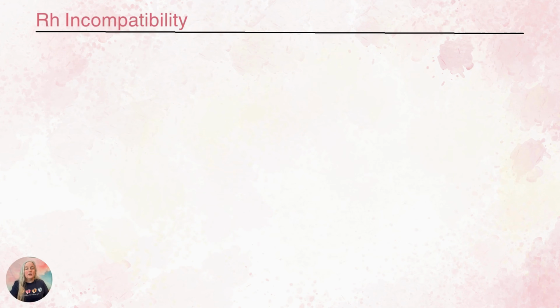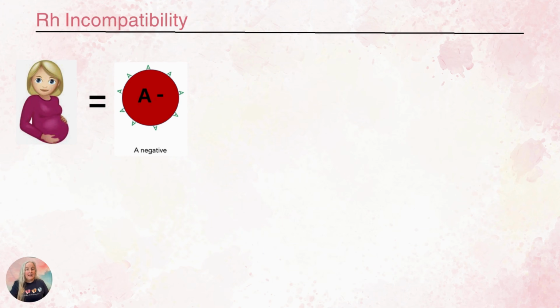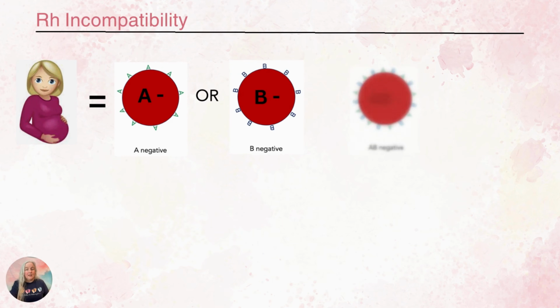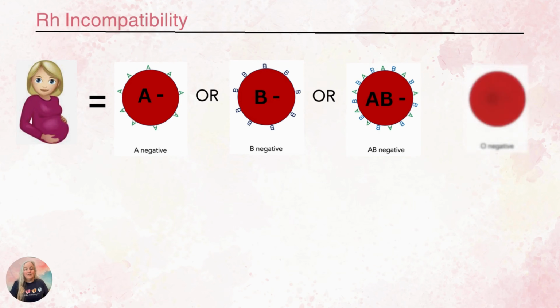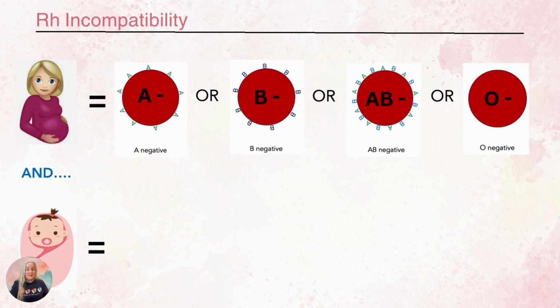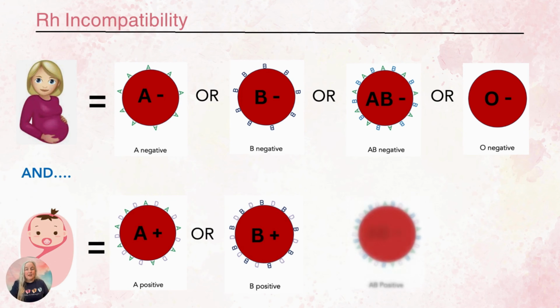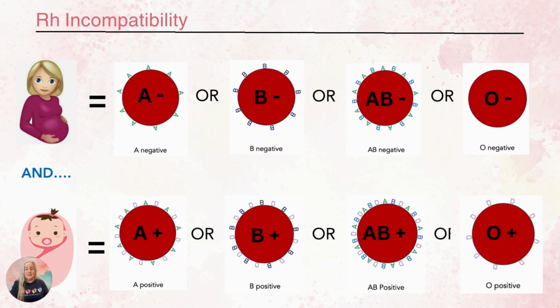So looking closer at Rh incompatibility. With this, the mother's blood type is Rh negative. So the mother could be A negative, B negative, AB negative, or O negative. And the baby's Rh is positive, so the baby could be A positive, B positive, AB positive, or O positive.